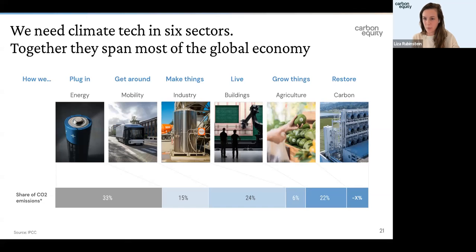Then it's about how we get around, our mobility. It's about aviation, it's about shipping, it's about trucks, it's about cars. Together about 15% of global emissions.